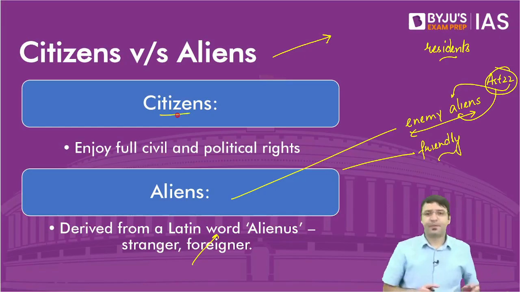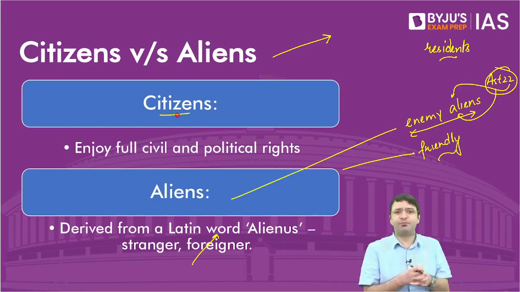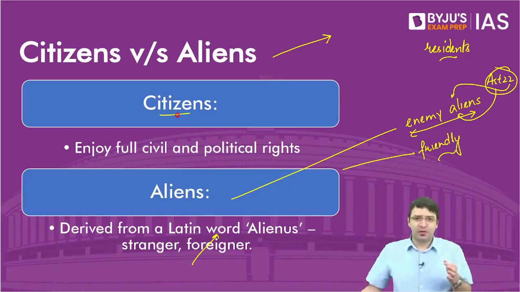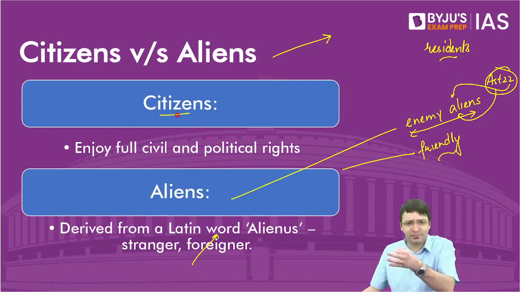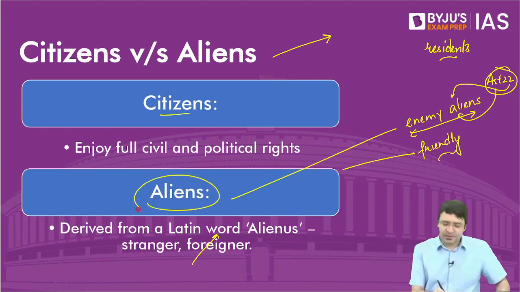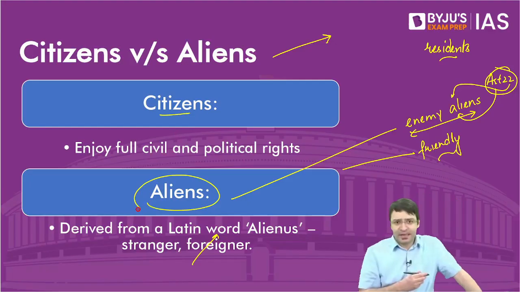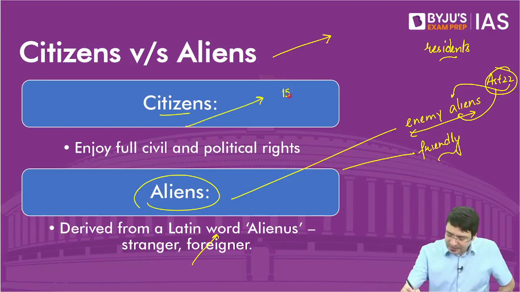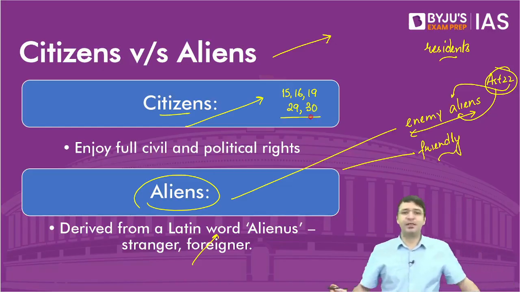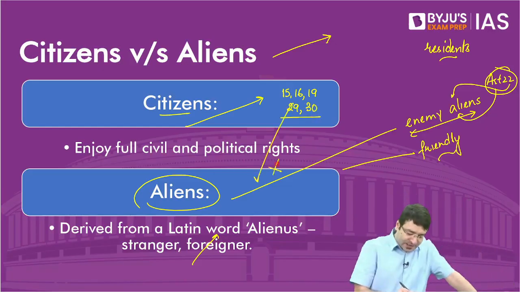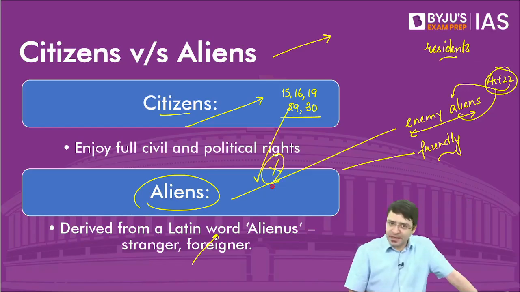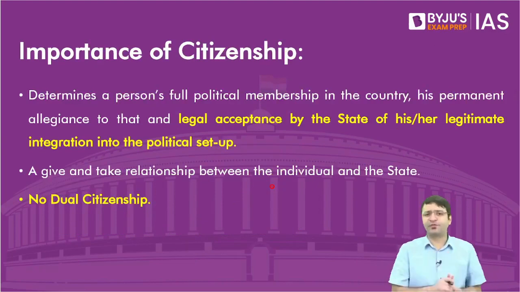But citizens, as I told you in the last class, enjoy full civil and political rights. Only they have the right to vote. Only they have the right to contest elections. Only they have the right to apply for government jobs, to become judges of the court, to become CAG, to become Chief Election Commissioner. But aliens naturally do not enjoy all the civil and political rights because they are from a different country. Specifically, citizens enjoy fundamental rights under Articles 15, 16, 19, 29, and 30, and these fundamental rights are not applicable to aliens. Clear?